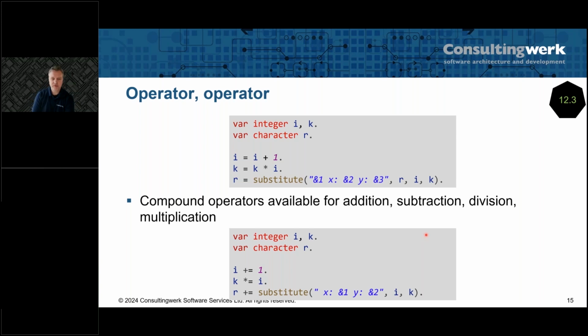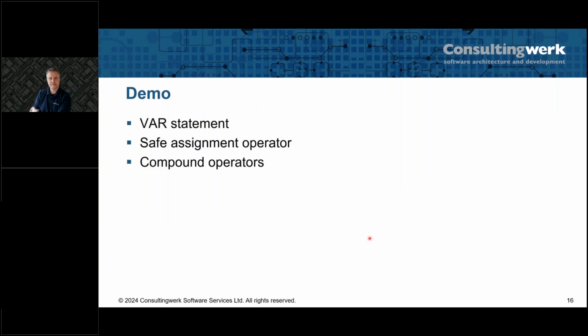And the compound operators are operators you would have seen in many other languages, basically just chops it down to say plus equals. So takes away the equals I, or the equals I plus, and just says for each I, every time I'm going to add 1. Very handy like that as well. Again, 12.3. Okay, so let's take a look at some of these things in action.